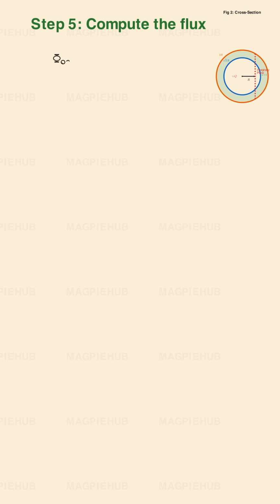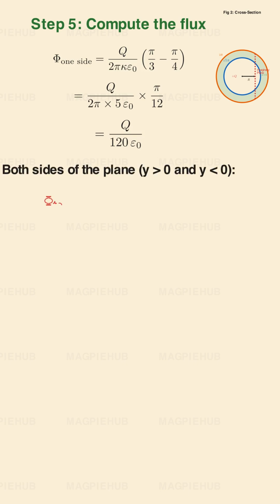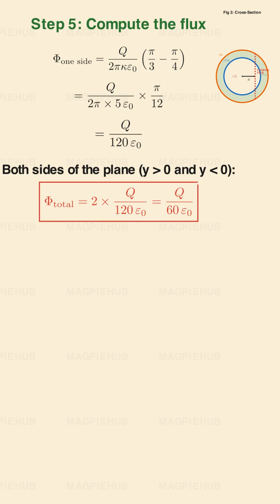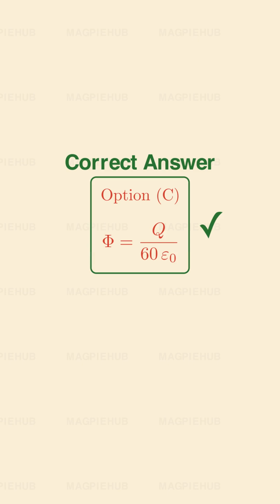Step 5. Compute the flux. For one side of the plane, the flux is q over 2 pi kappa epsilon naught times pi over 3 minus pi over 4. That is q over 10 pi epsilon naught times pi over 12, which simplifies to q over 120 epsilon naught. But the plane extends on both sides of the closest approach point, above and below. So the total flux is 2 times q over 120 epsilon naught, which gives us q over 60 epsilon naught. The correct answer is option C, q over 60 epsilon naught. This matches our calculation perfectly.